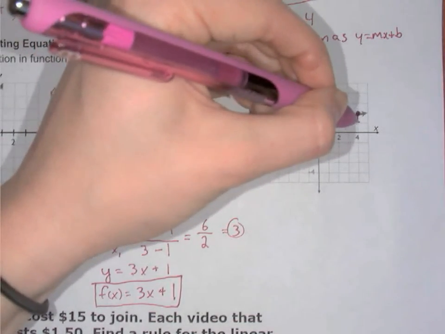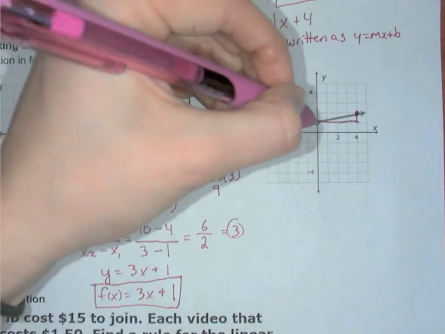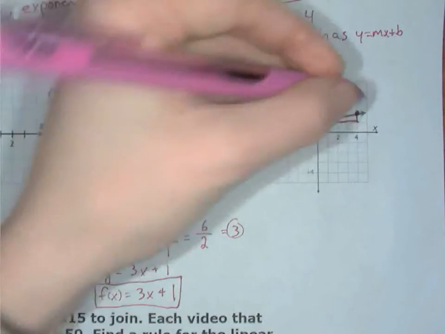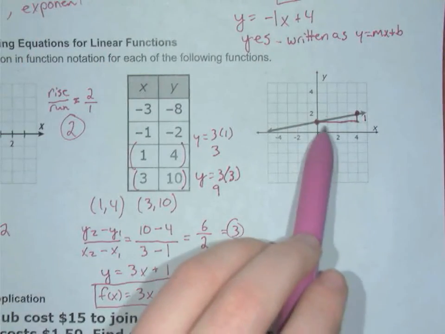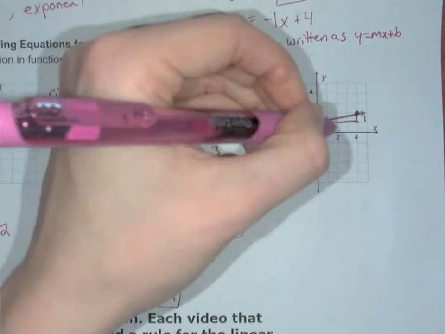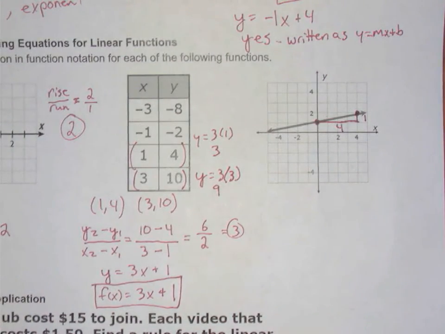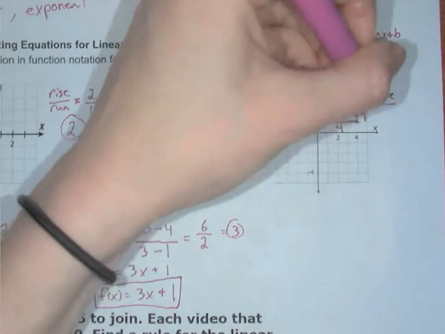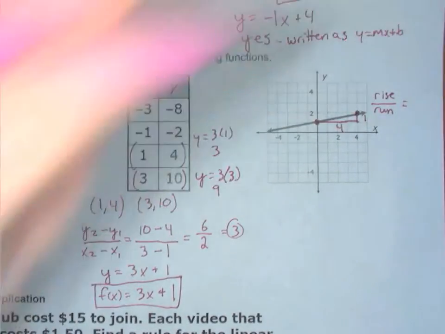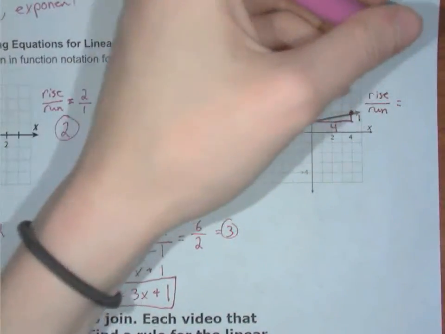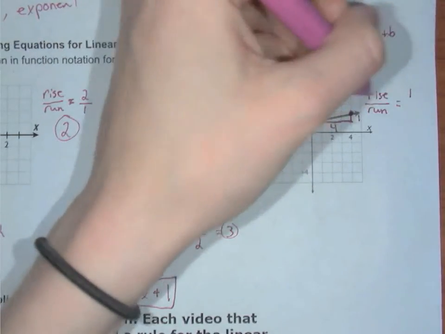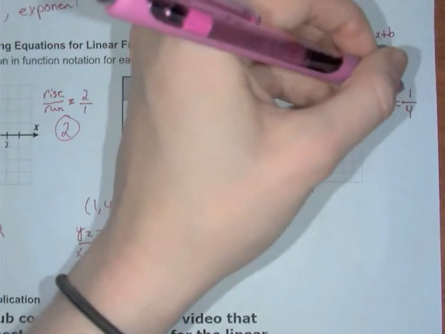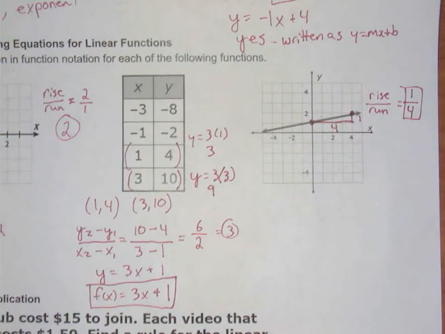I'll make myself a nice stair step here. And then I'm going to count my boxes. So my rise is 1, because it goes up 1. My run is 1, 2, 3, 4, so my run's going to be 4. And if I wanted to do that as a rise over run, I'm going to make that into 1, which is my rise, over 4. So there's my slope. 1 over 4 is a fraction of just 1/4.